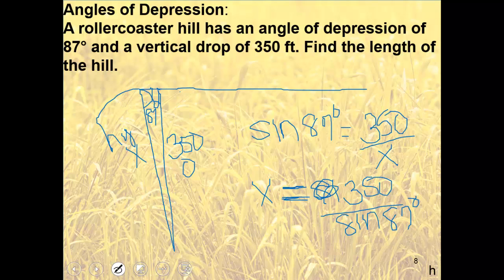And that comes out to like 350. It actually has to be longer. So the thing is that you have to start these people higher than 350. Otherwise you're going to crash into the ground. Whoops, sorry. 350 divided by sine of 87 equals 350.5 feet.